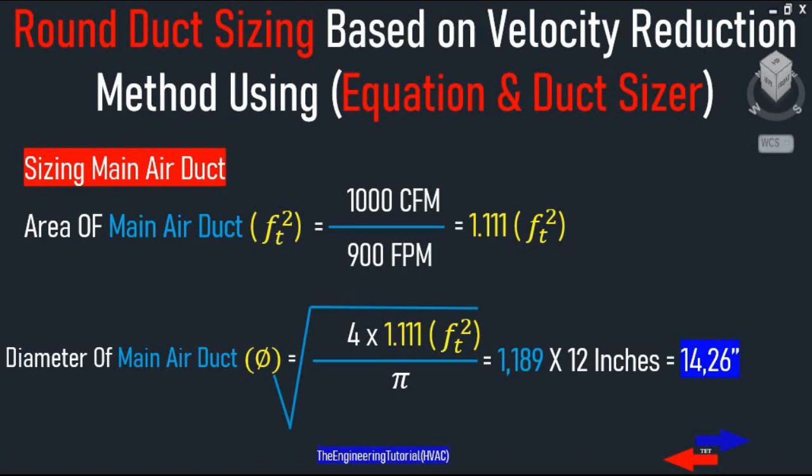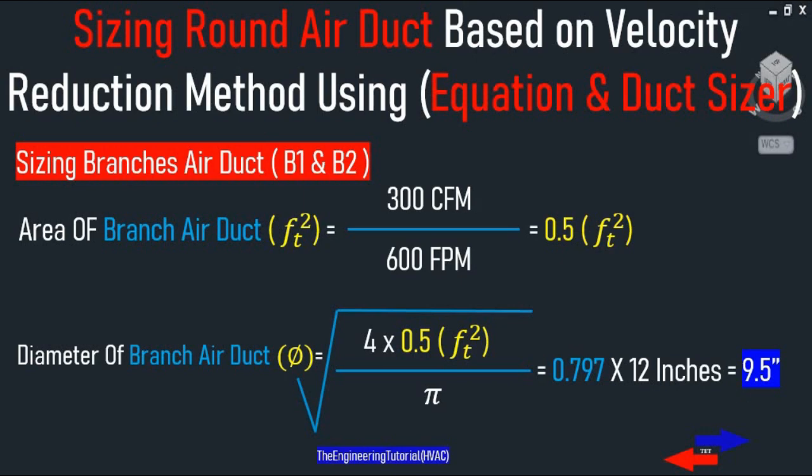Let's start with the main supply round duct. 1000 CFM divided by 900 FPM gives 1.111 square feet. The square root of 4 times 1.111 divided by pi, times 12 inches, gives us a diameter of 14.26 inches. For B1 and B2, 300 CFM divided by 600 FPM gives 0.5. The square root of 4 times 0.5 divided by pi, times 12 inches, gives us a diameter of 9.5 inches.